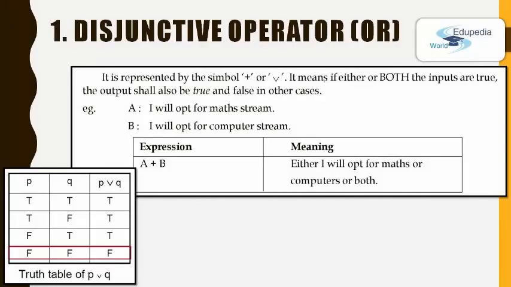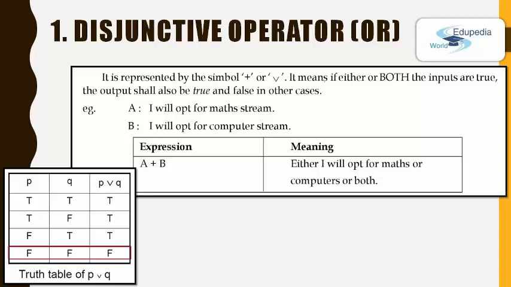So here we are going to learn 5 important operators in propositional logic. The first one is the disjunctive operator, commonly known as the OR operator. It is represented by the symbol plus or the letter V. It is the same as the Boolean OR operator. It means if either or both the inputs are true, the output shall also be true and false in other cases. For example, let's say the proposition A is I will opt for maths stream, and the proposition B is I will opt for computer stream. So if I say A plus B, it means either I will opt for maths stream or computer or both.